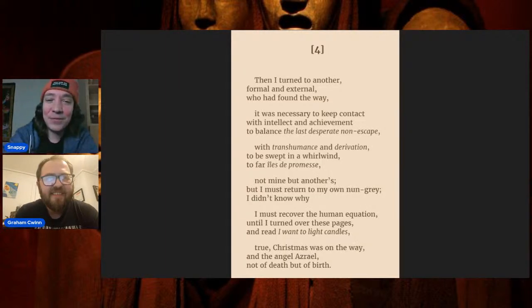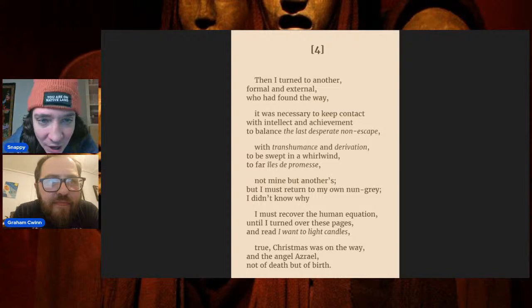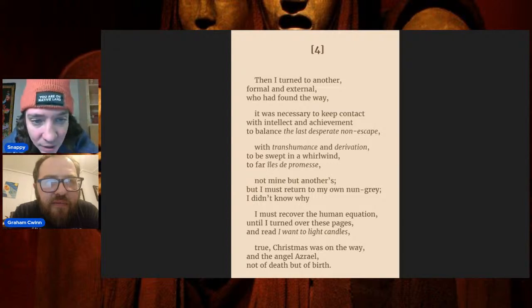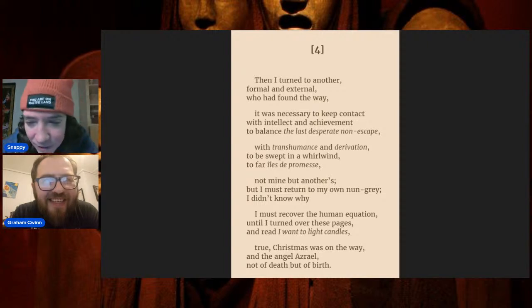Then I turned to another formal and external who had found the way. It was necessary to keep contact with intellect and achievement to balance the last desperate non-escape with transhumanance and derivation, to be swept into a whirlwind to far îles de promesse, islands of promise, not mine but another's. But I must return to my own nun gray. I didn't know why. I must recover the human equation until I turned over these pages and read, I want to light candles. True, Christmas was on the way, and the angel Azrael, not of death, but of birth. Right. Wow.